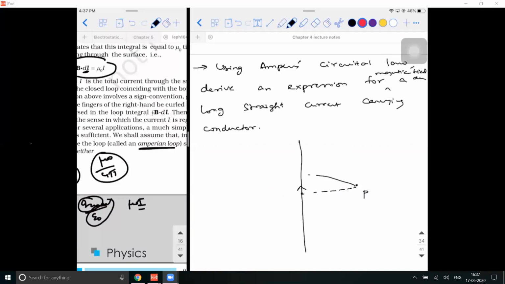The two-dimensional shape I can think of is a circle around it. Okay, so I'm taking a circle around it. Now, what is the direction of magnetic field due to this current carrying conductor? On the right of it, is it into the plane or out of the plane? Into the plane.